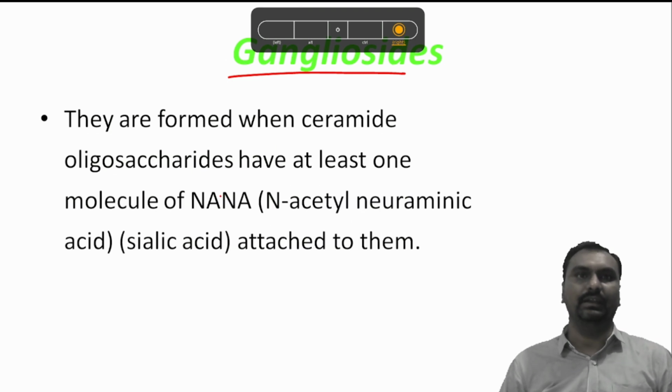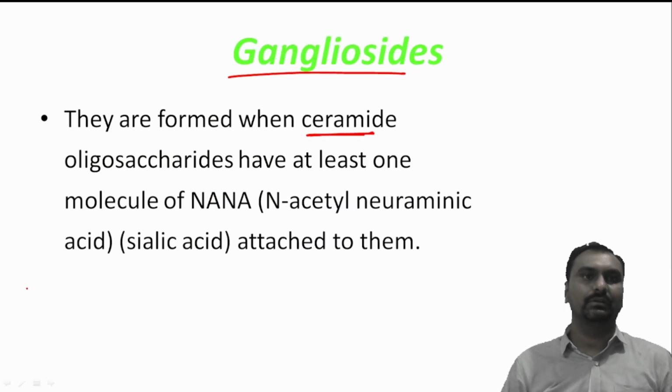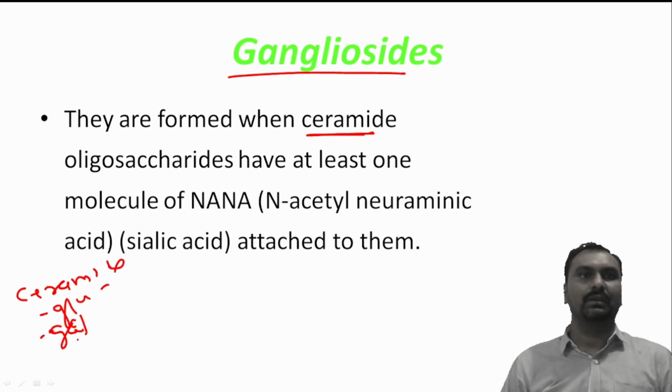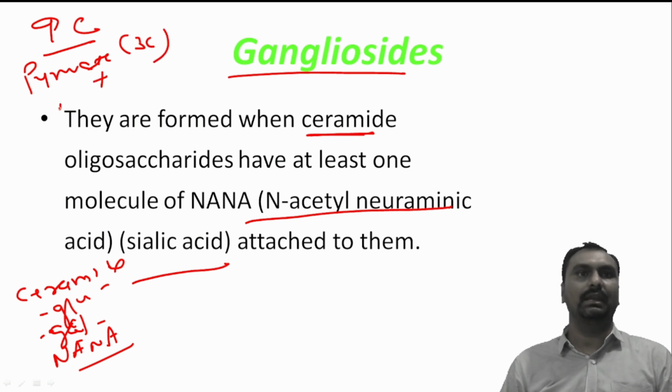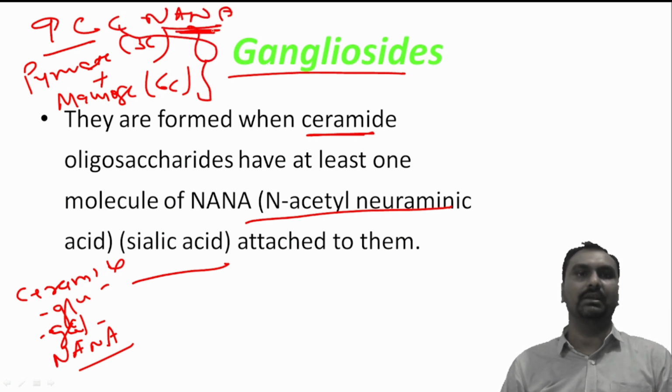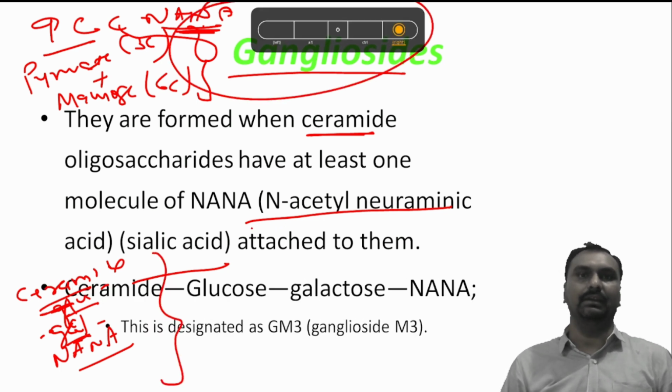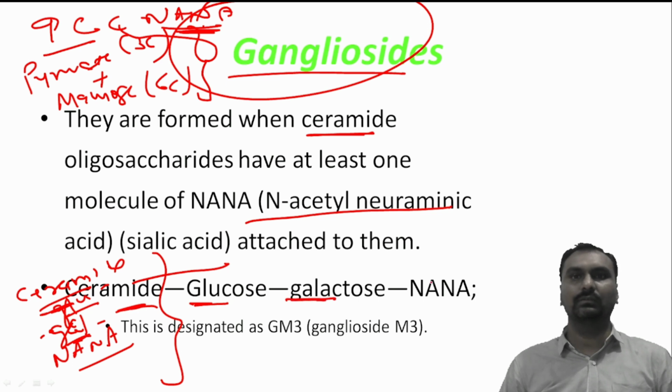Then third is a ganglioside. So to the ceramide, glucose, galactose, and if additional NANA, N-acetylneuraminic acid, which is a 9 carbon sugar made up of pyruvate, which is 3 carbon, and mannose, which is 6 carbon. So pyruvate and mannose will form the 9 carbon. It is called N-acetylneuraminic acid. If this N-acetylneuraminic acid is attached to the ceramide and oligosaccharide like glucose and galactose, this whole structure is called a ganglioside. So you can see ceramide, glucose, galactose, and NANA.